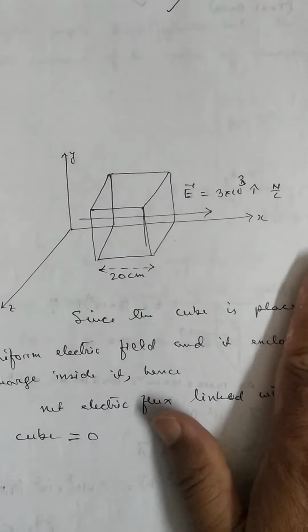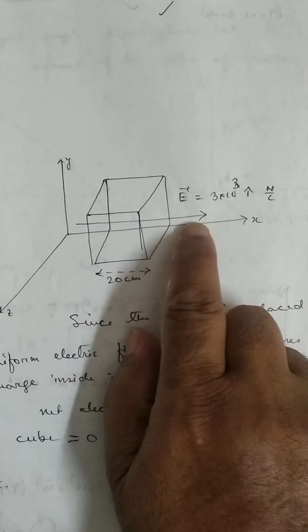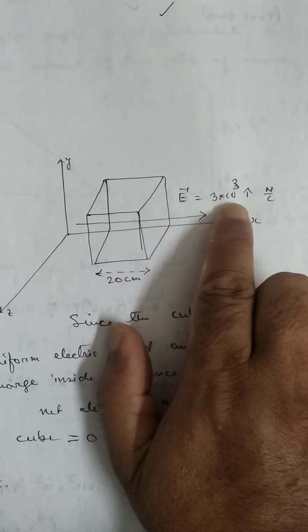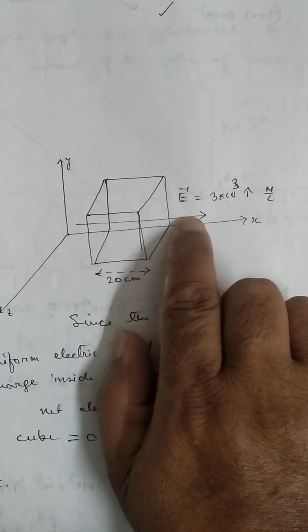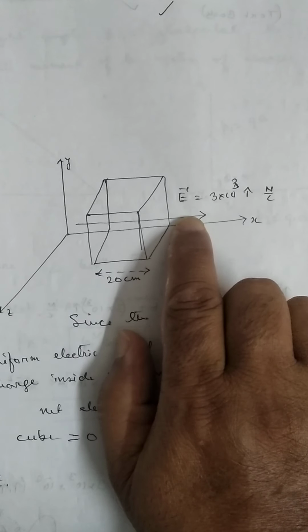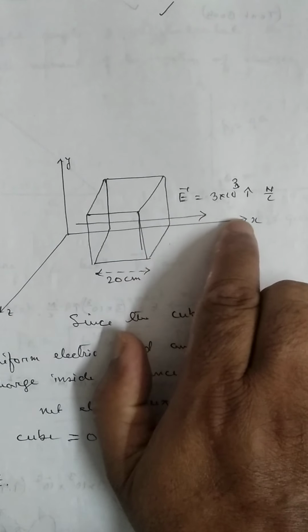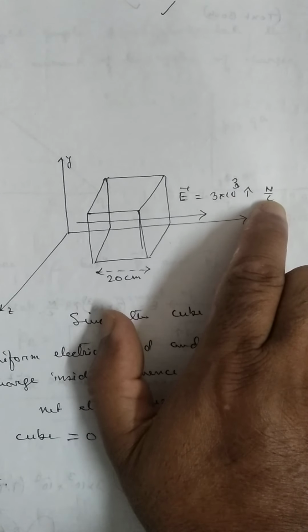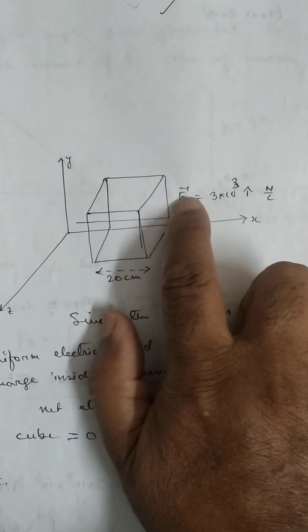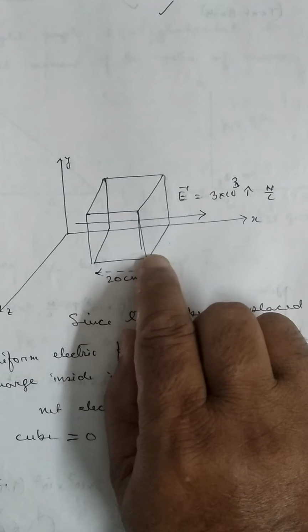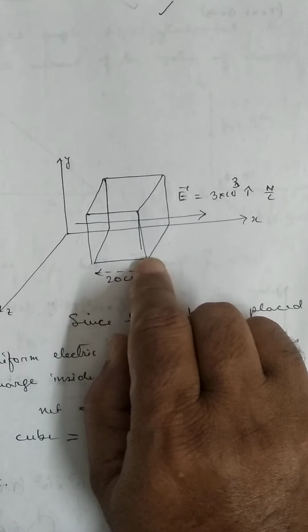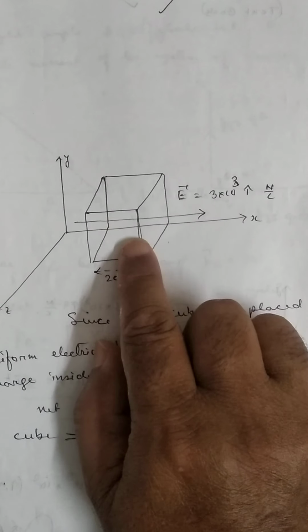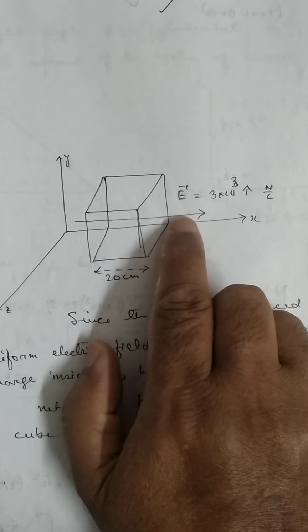You just see. Since it is the same electric field as that of 1.15, the electric field is directed along the positive x-axis. 3 into 10 to the power 3 i cap Newton per coulomb. This is the SI unit of electric field intensity. This is the cube. What is the side of the cube? The side of the cube is 20 centimeter. We have to calculate the electric flux associated with the cube due to this electric field.